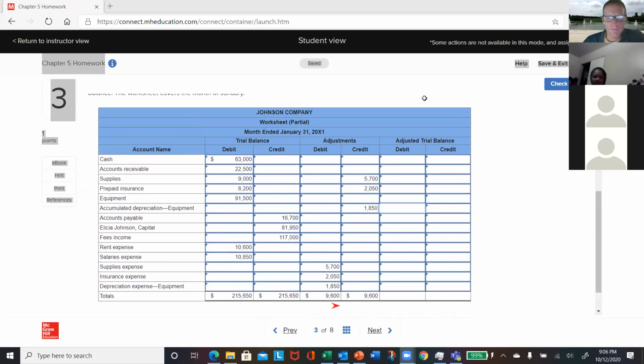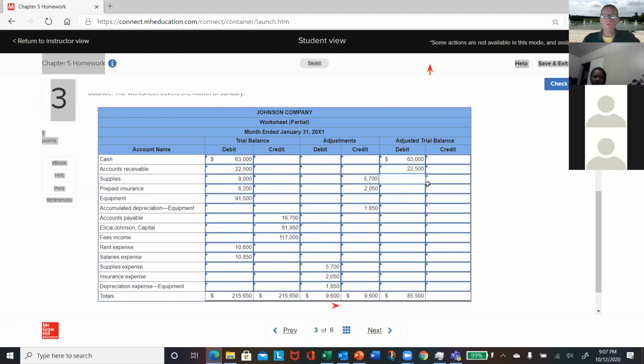All right, cool. So the last step then would be simply, now that you're on the adjusted trial balance column, we have to take what's in the trial balance and then add or subtract the adjustments. So we'll start with cash. Cash is 63,000. Notice there was nothing affecting cash. The next one was accounts receivable. Just carry that over. Now I get to supplies.